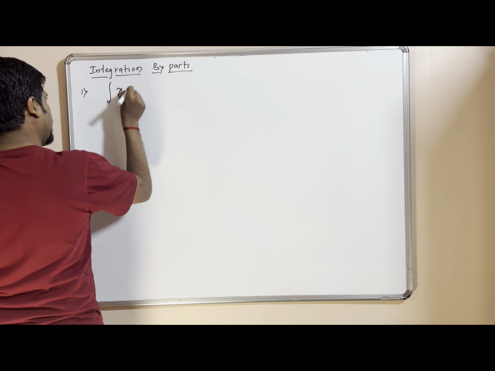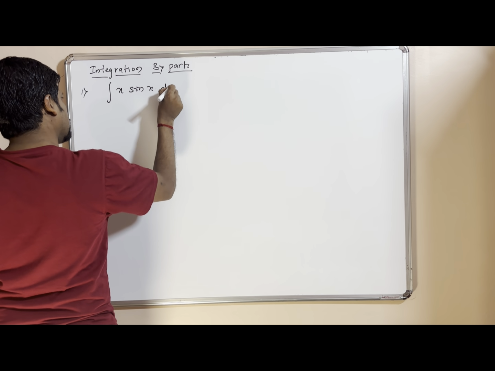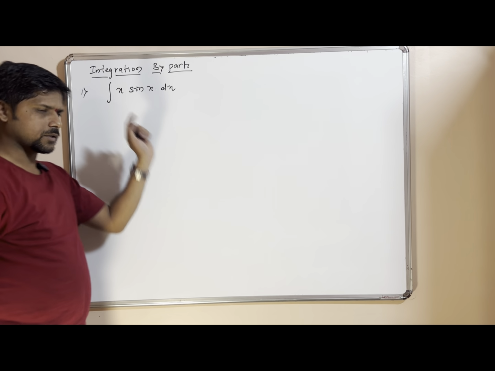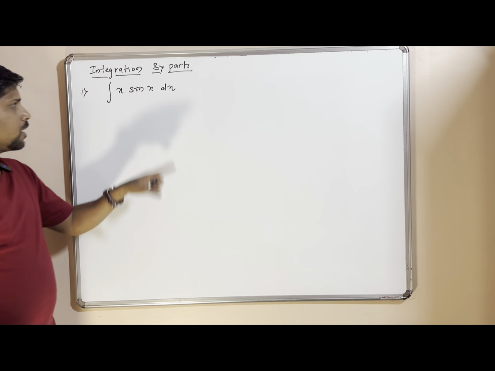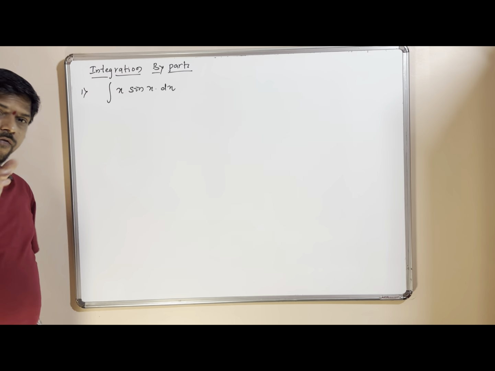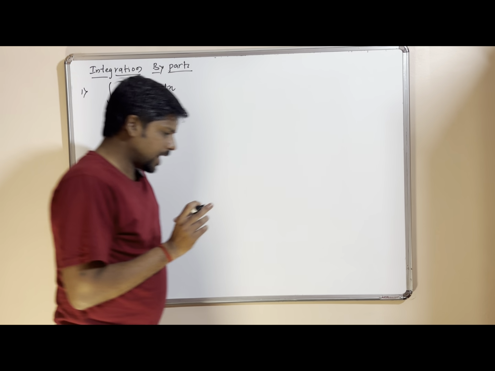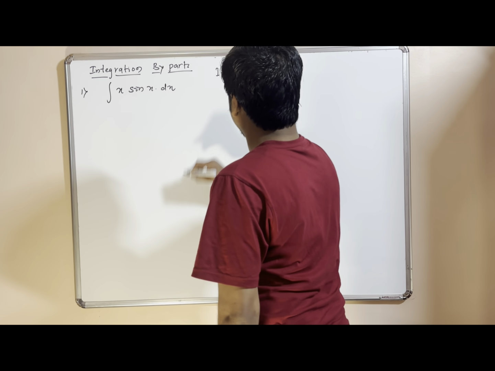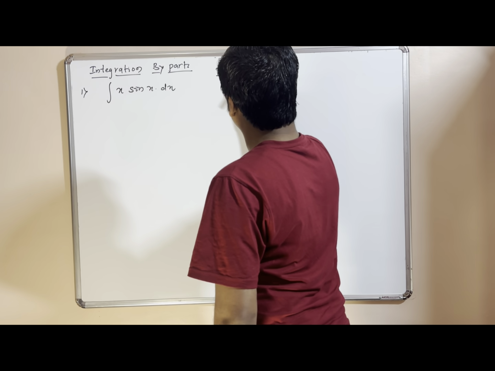Integration of x into sin x into dx. Here both are different functions. One is an algebraic function, another one is a trigonometric function. First we have to analyze which one we have to write as the first function. So that is the highlight rule.